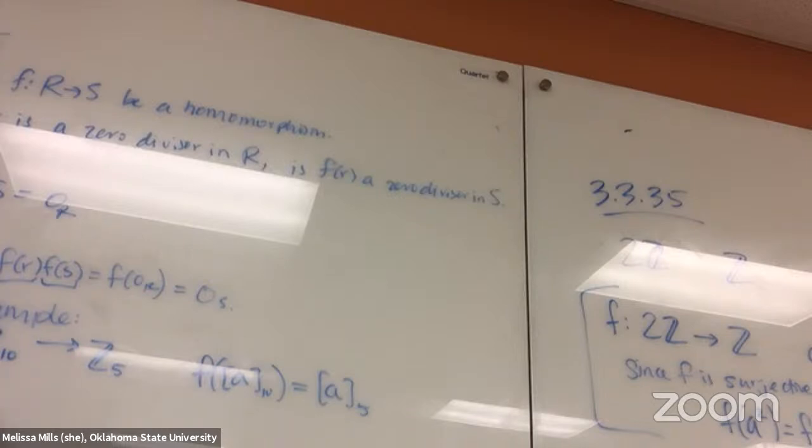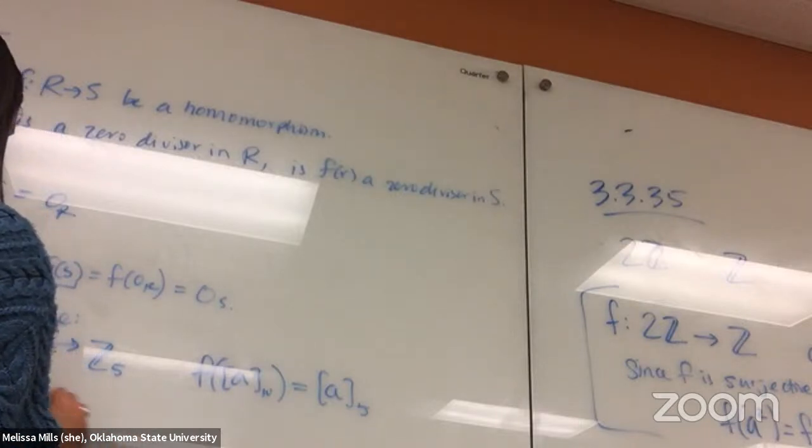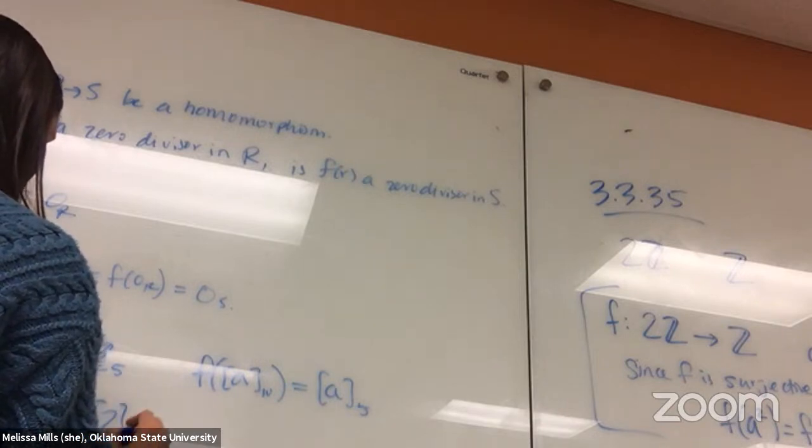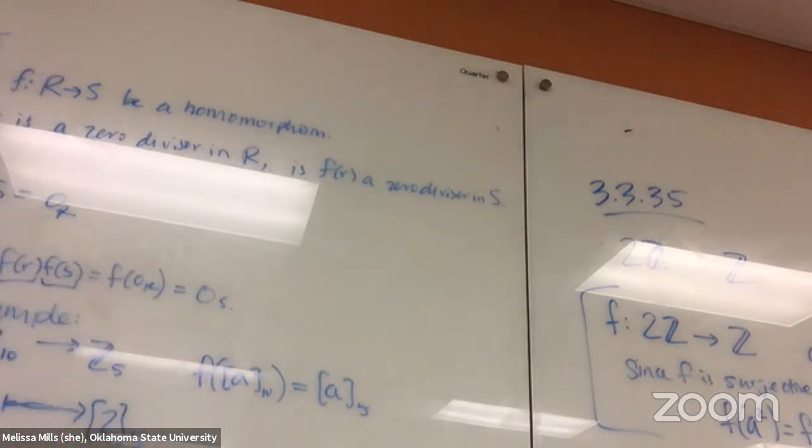So if I look at 2 in mod 10, that's a zero divisor, right? Because 2 times 5 gives us 10, which is 0 in Z mod 10. But 2 in mod 5 is not a zero divisor. Why? Well, because I can't multiply 2 by anything to get 5. So even though this map is a homomorphism, where it breaks down is that when I map 2 times 5, I map f(2) f(5), and f(5) ends up being 0. And so it doesn't end up being a zero divisor. So that's where that breaks down.